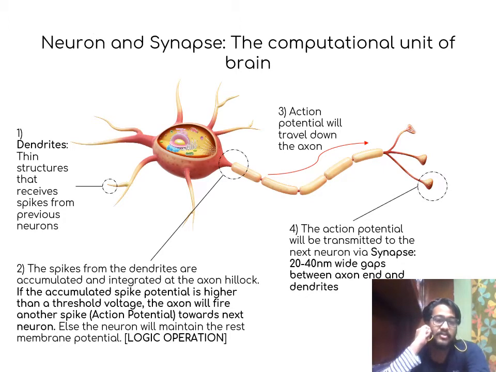The computational unit of a biological brain is the neuron. Information in the brain is processed in the form of spikes. A neuron receives spikes from other neurons via dendrites. The received spikes are accumulated or summed up in the axon. If the amplitude of the resulting spike is greater than a predefined threshold, the neuron fires its own spike or action potential. From now on, we will call it AP. Otherwise, the neuron will maintain its resting membrane potential, which is about minus 70 millivolts. Thus, the neuron acts as the logical unit in the brain. The AP is transmitted to the next neurons via synapse.